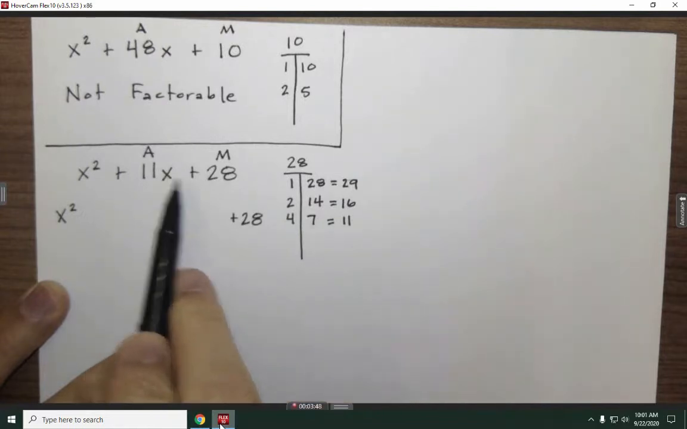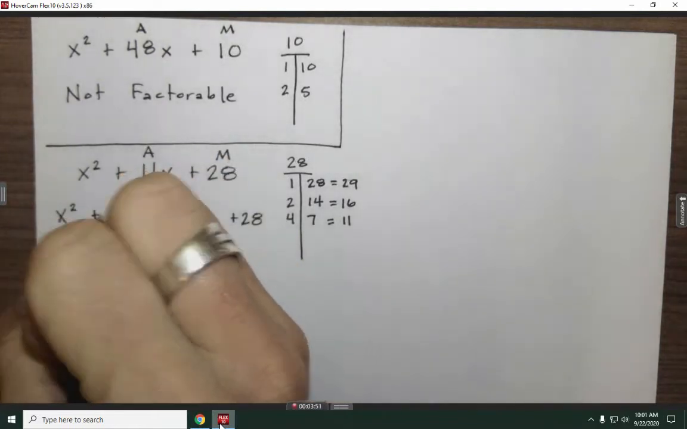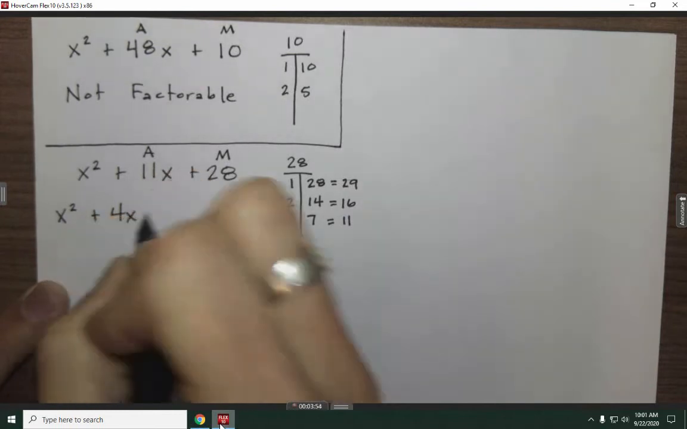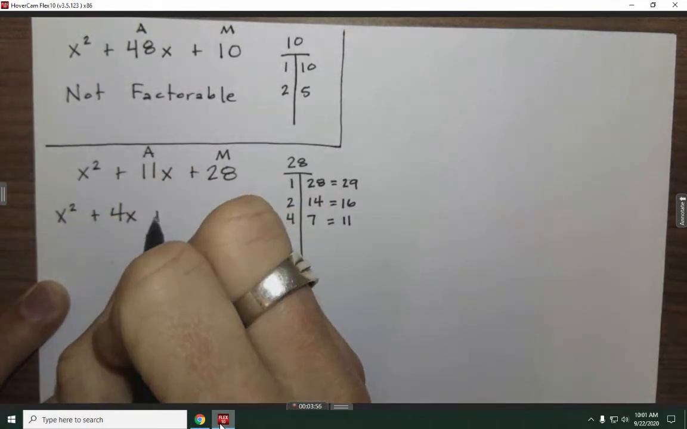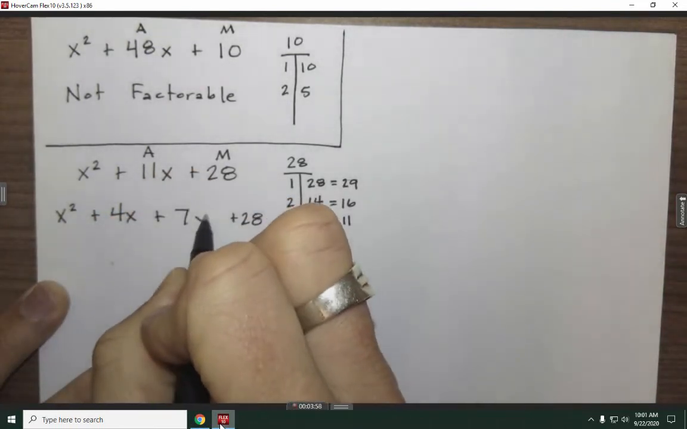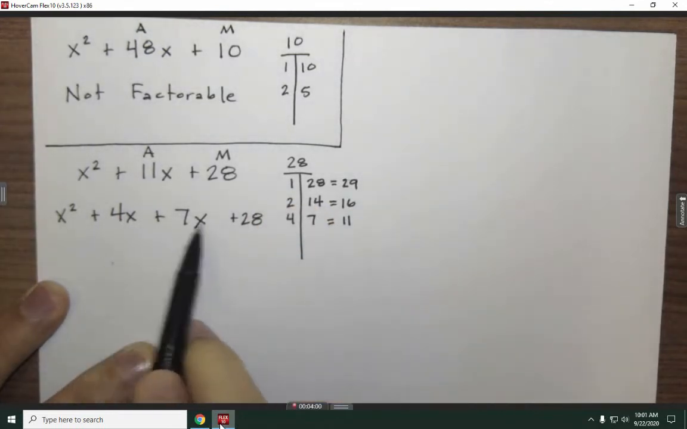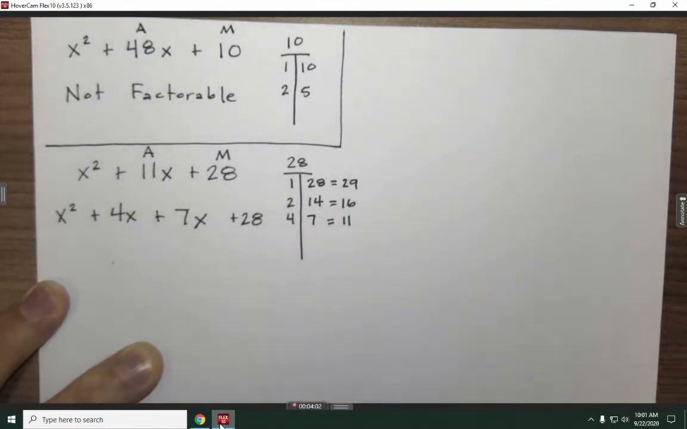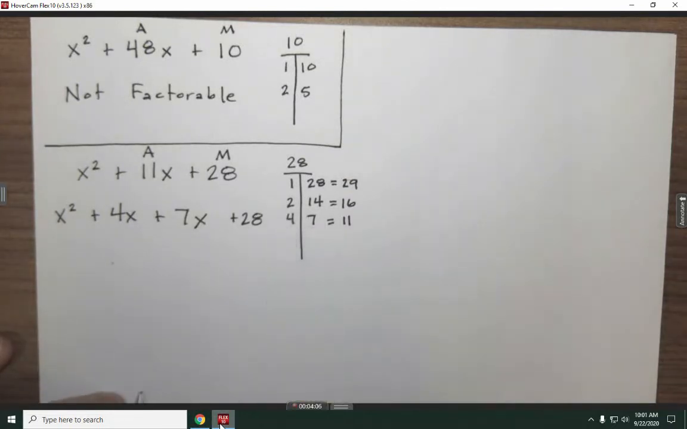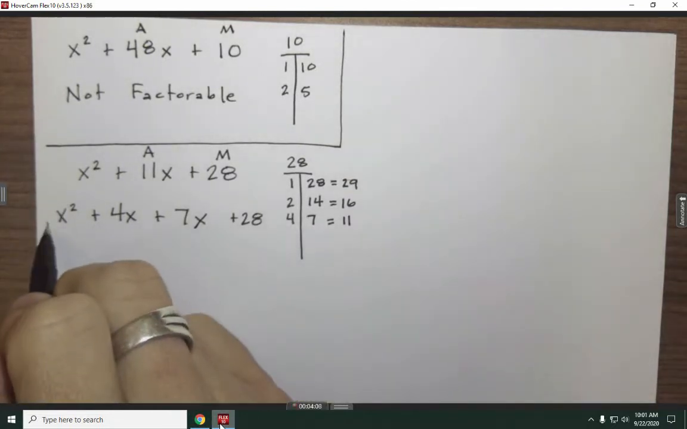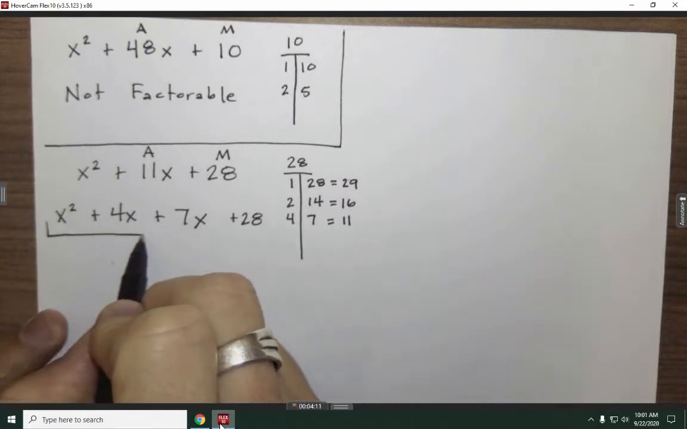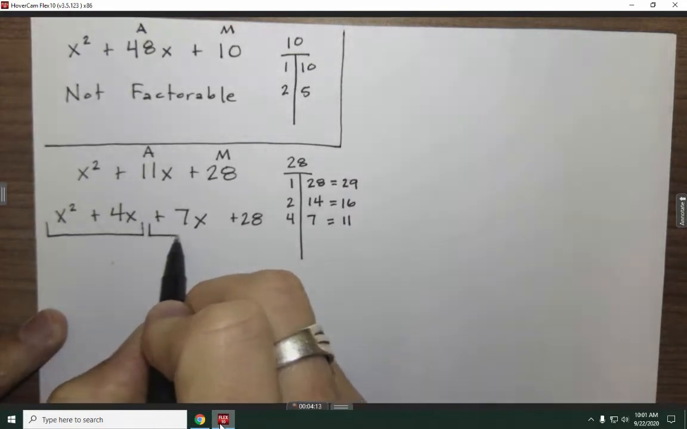Notice that it has an x with it, so this is going to have to be 4x, and this is going to be 7x. If we add these back together, we see that we've recreated the original. So we really didn't do anything more to it than just split it, and this was our guideline to do that. So now we're going to do our factor by grouping, which we learned in 13.1.